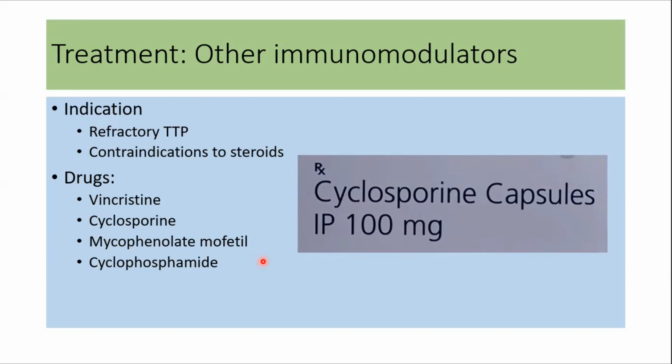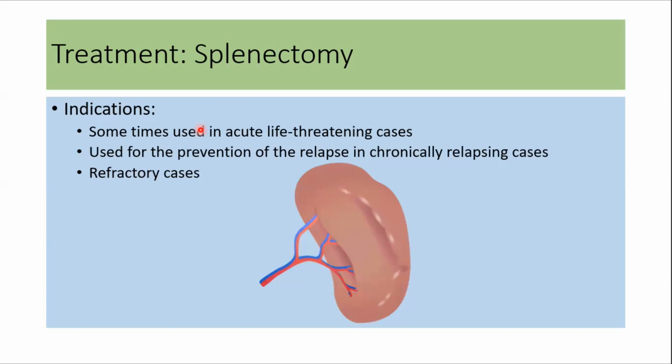Other immunomodulators like vincristine, cyclosporin, mycophenolate, and cyclophosphamide can be used in cases of the refractory TTP and when there's contraindication to the use of steroids. Splenectomy can be sometimes used in the acute life-threatening cases, and it can also be used in the prevention of the relapse in the chronically relapsing cases and in the refractory cases as well.